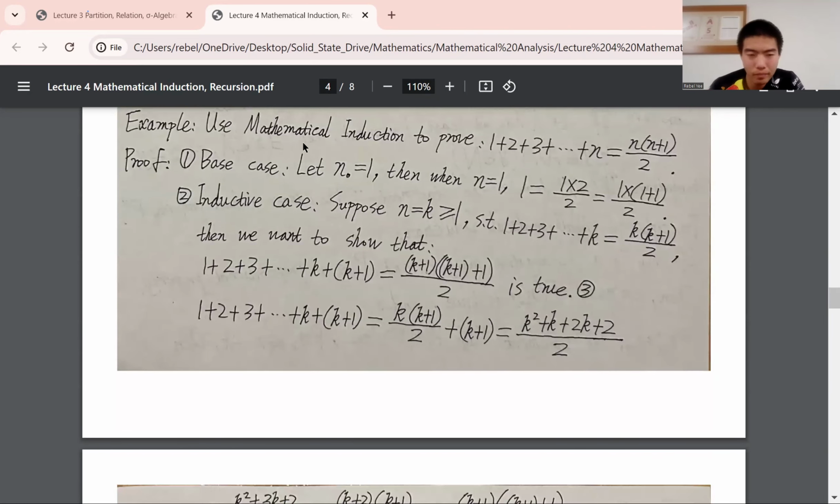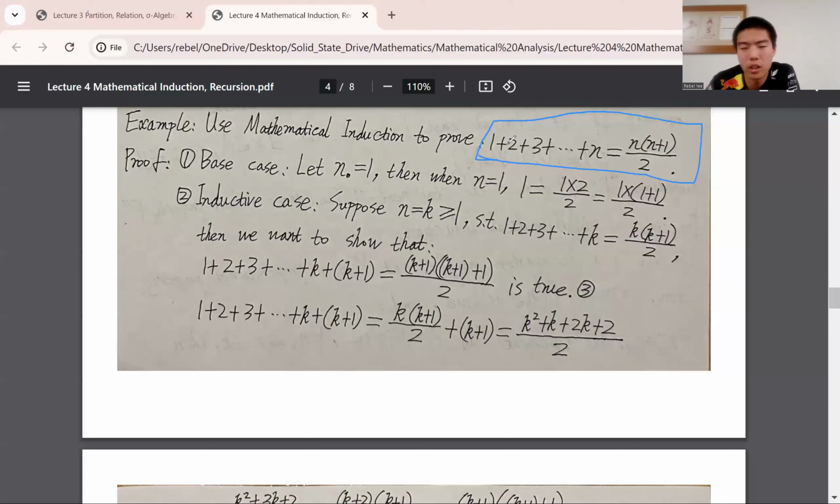So how to use it? Use mathematical induction to prove 1 plus 2 plus up to n is equal to n times n plus 1 divided by 2. So this is a very famous formula. I would say most of you have seen it in school before. Another way is to pair 1 plus n, 2 plus n minus 1, and so on, but that would be very difficult if n goes too large, so we'll not consider that. I will just use mathematical induction to do it.